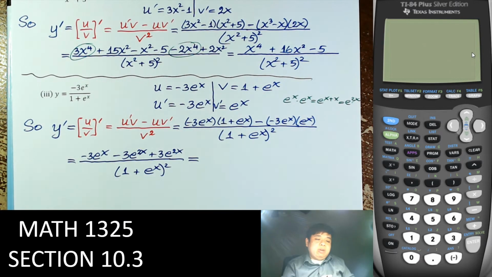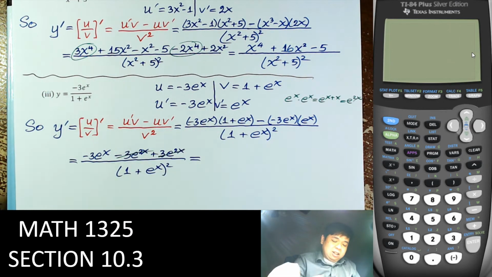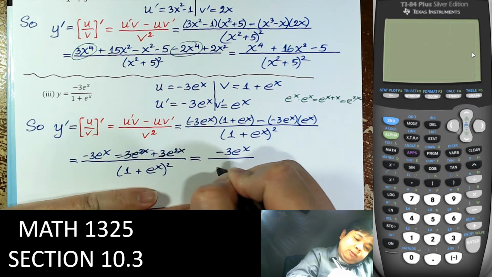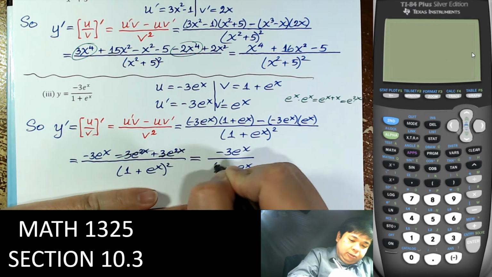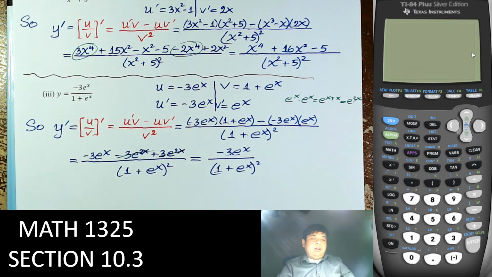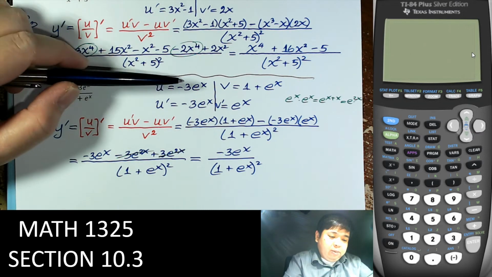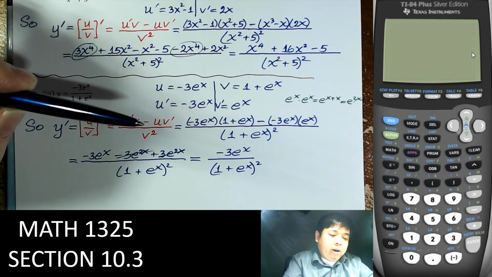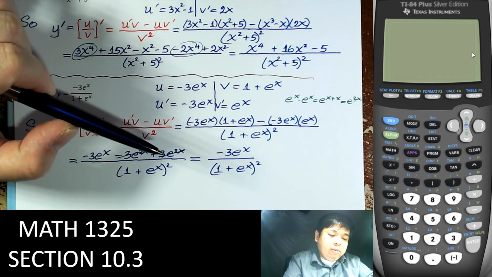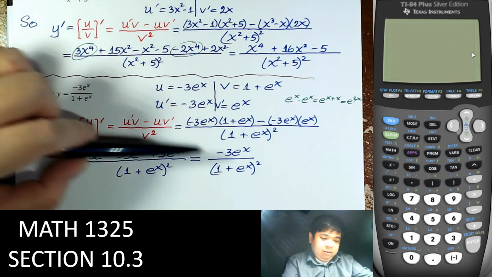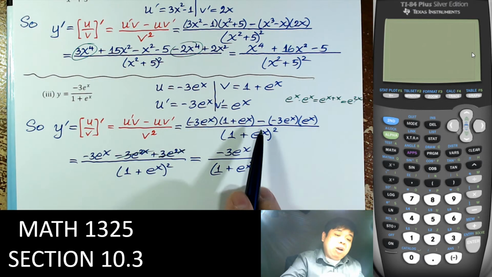Right? Can we simplify anything? Oh, simple enough. Okay, so u prime, v prime, and just once again be mindful with that negative sign.